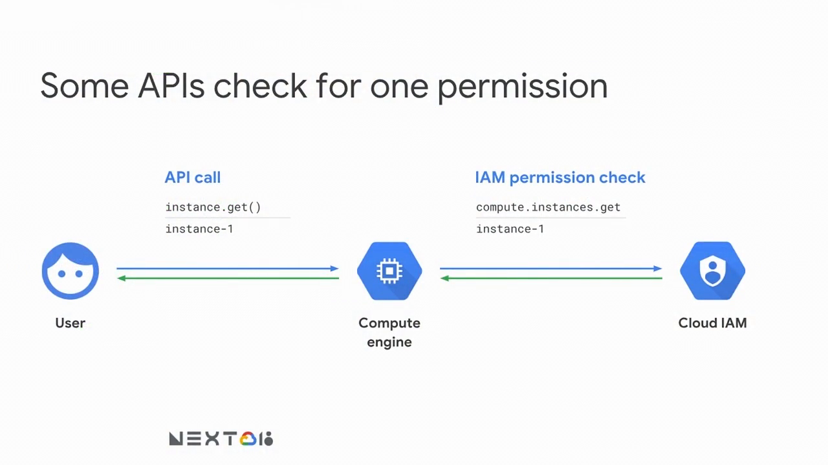So let's take it from the beginning. An API is called. Say we want to call Compute Engine to get an instance. You call it. It will be translated on the back end to check against IAM to see, do you have this permission? In this specific case, we're going to check if you have the compute.instances.get permission on instance number 1. If you do, you will get the data you ask for. If you don't, you will get an access denied. So that is a simple API.